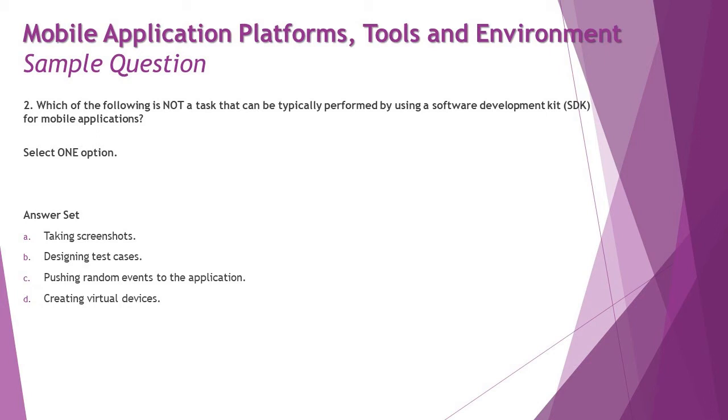C, pushing random events to the application. Yes, of course, pushing random events to the application is done with the help of the SDK, and that's straightforward from our discussion. So just go back to the tutorial and refer to that. You will get your answer. Sometimes just remembering the bulleted points mentioned in the tutorials and the syllabus can help you attain the right answer as well. So this is one of the facilities which you can attain with the help of the SDK.